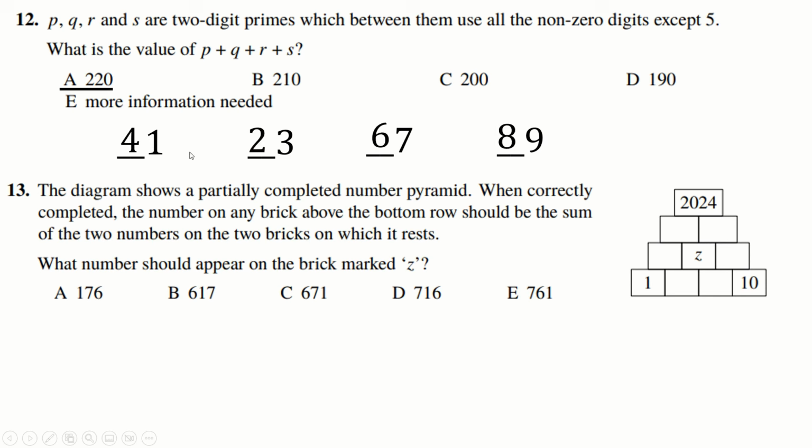So basically, as soon as you realize you can put the odd numbers here, you can then just do 1 plus 3 plus 7 plus 9 plus 20 plus 40 plus 60 plus 80, and it makes 220, and that will be the answer.